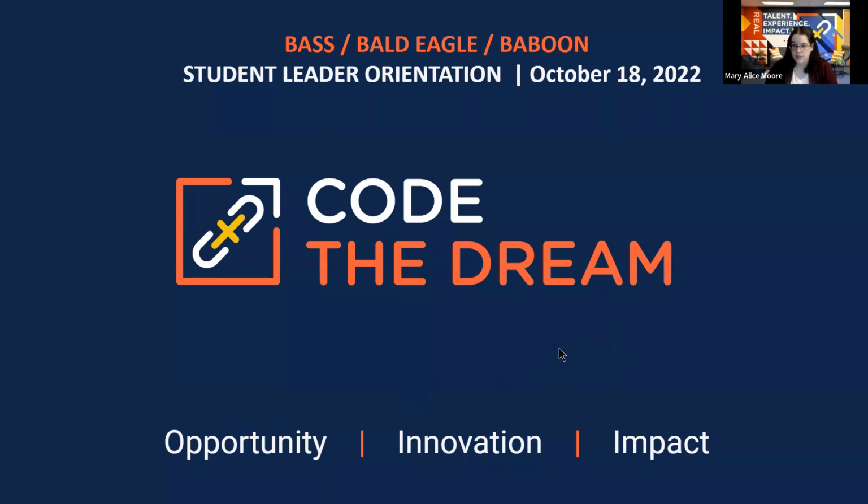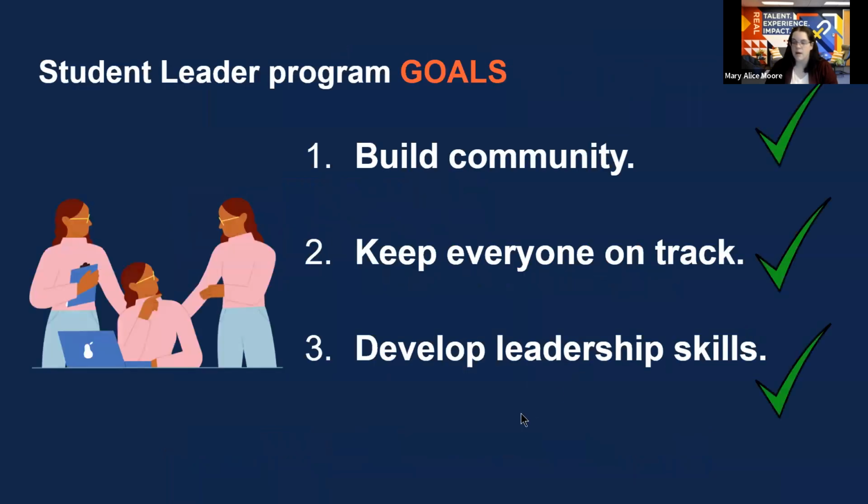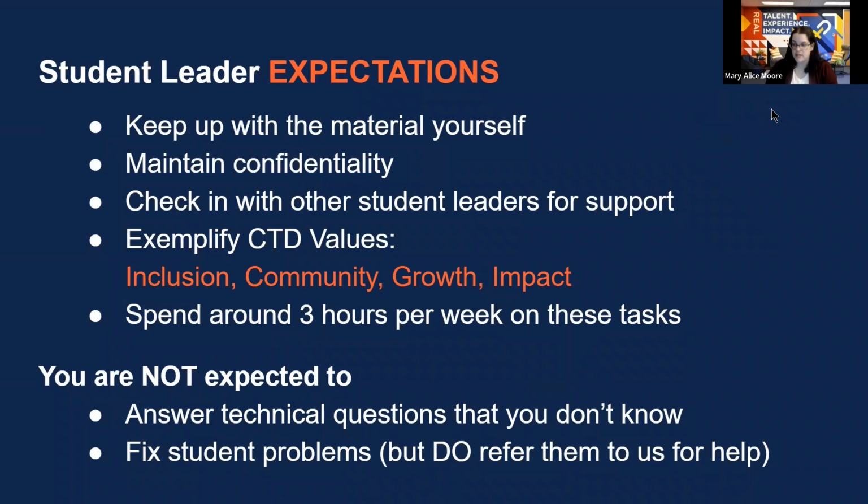We're going over student leader orientation for the Basketball Legal and Baboon classes. Our main goals with the student leader role are to help build community within the classes, help keep everybody on track, and for people in the student leader role to develop leadership skills. The expectations here are to keep up with the material yourself. Make sure you're staying on track as scheduled, turning in lesson assignments on time, that kind of thing. Maintain confidentiality.